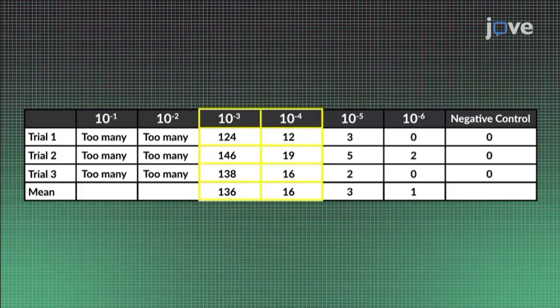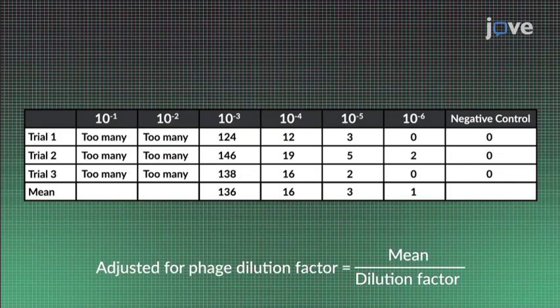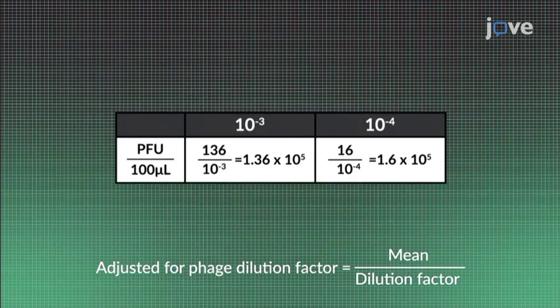In this example, these were the average number of plaques formed in the 10 to the -3 and 10 to the -4 dilution plates. Now, adjust for phage dilution factor by dividing the obtained mean plaque values by the respective phage dilution factors. Here, the average number of plaques formed in the 10 to the -3 and 10 to the -4 dilution plates were divided by their respective dilution factors to obtain the number of plaque-forming units, or PFUs, in 100 microliters of phage mixture.